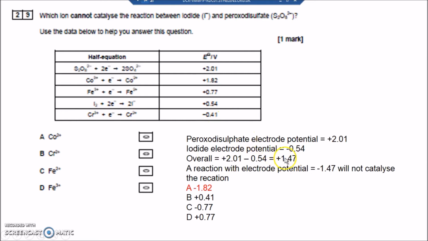1.47 plus 0.41 is 1.88, so that would go ahead, it's a positive value. Fe2+ going in the other direction, being a reactant here and forming Fe3+, it would be minus 0.77. So minus 0.77 add 1.47 is going to give a positive value of 0.7.